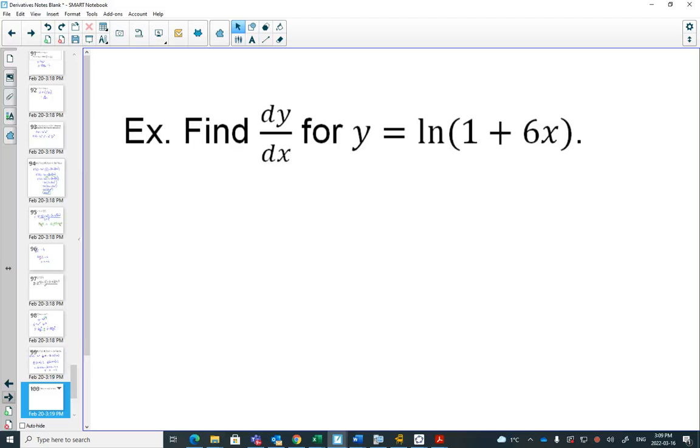What do you think is the most tempting thing students want to do with that? Yeah, distribute your natural log through. Number one most tempting thing to do. And someone's like, oh, I did that already.